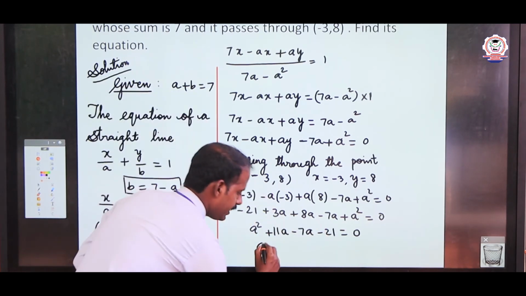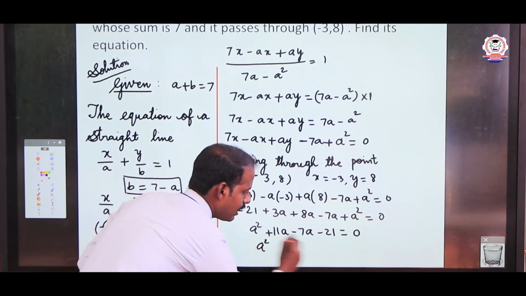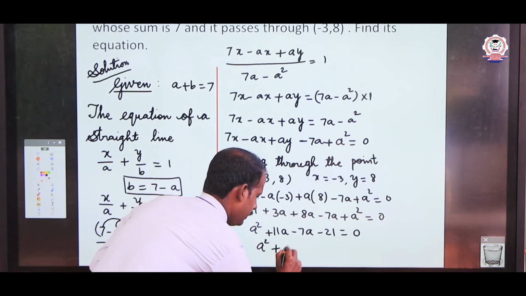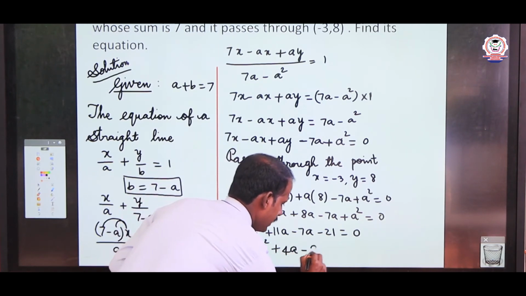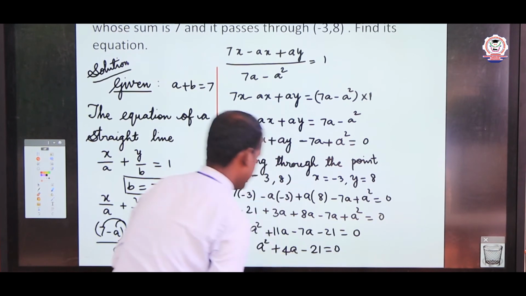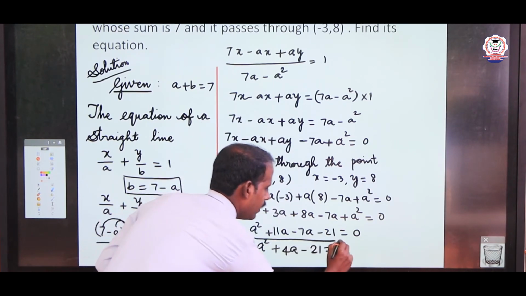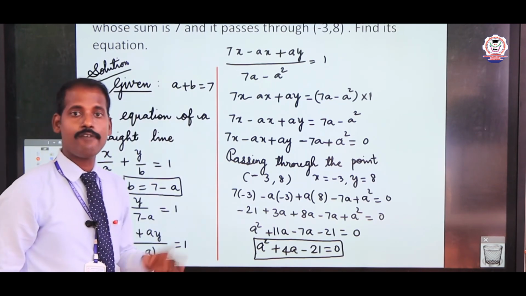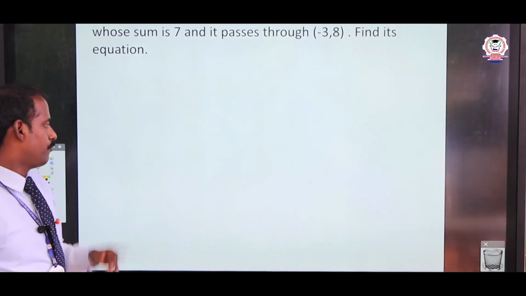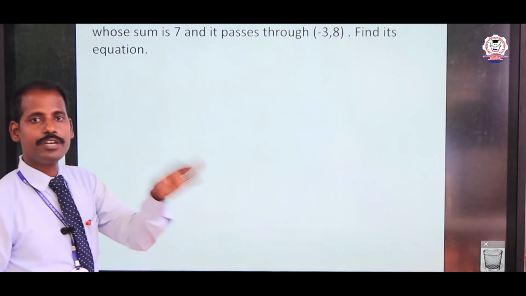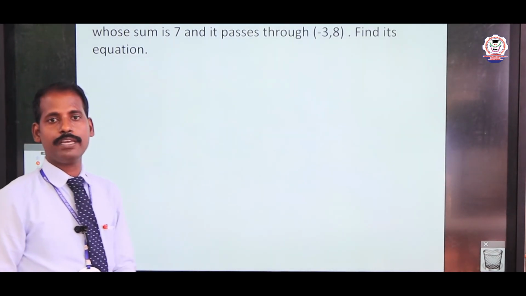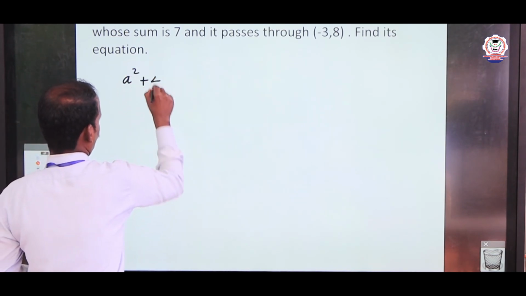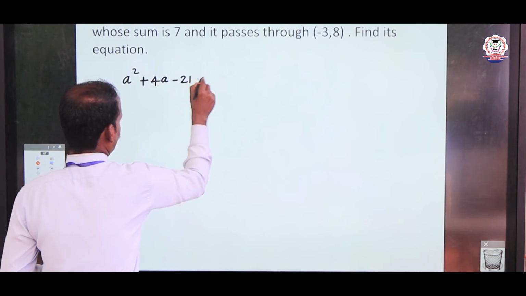So now we get a square, 11a minus 7a, what is the value? 4a. So plus 4a minus 21 is equal to 0. This is a quadratic equation. Now we can solve the quadratic equation by the factorization method. The quadratic equation is a square plus 4a minus 21 equal to 0.